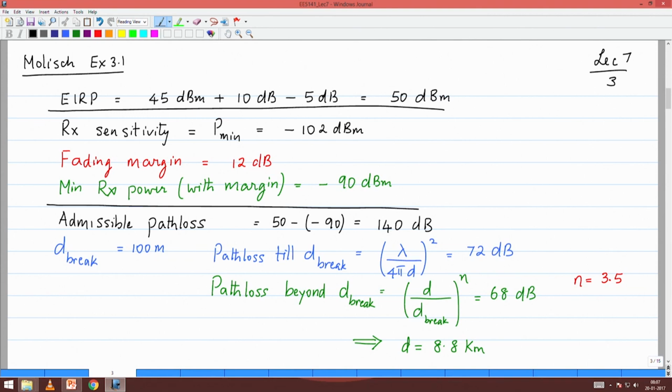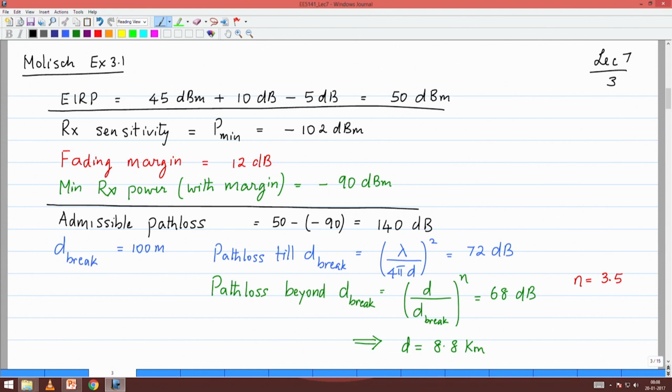That's our transmit side. Then we move over to the receive side. Basically we are trying to see how much path loss can we encounter. So this is transmitted power, this is received power, and what is the loss in between. So what is the receive level that I need to achieve? P min is given to us as minus 102 dBm, and we are told that we must account for a 12 dB fading margin. So which way do I go with the fading margin?